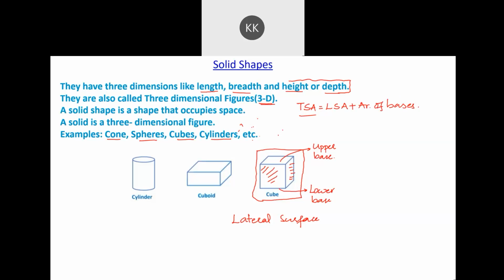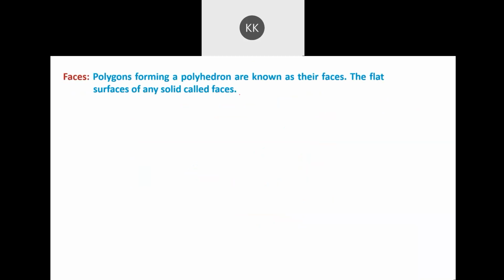So a three-dimensional figure will be having certain things like faces, edges, and also vertices. What are the faces? The polygons forming a polyhedron are known as its faces. The flat surfaces of any solid are called faces. So when we consider cube, how many faces does it have? Sir, it has six faces. Very good.